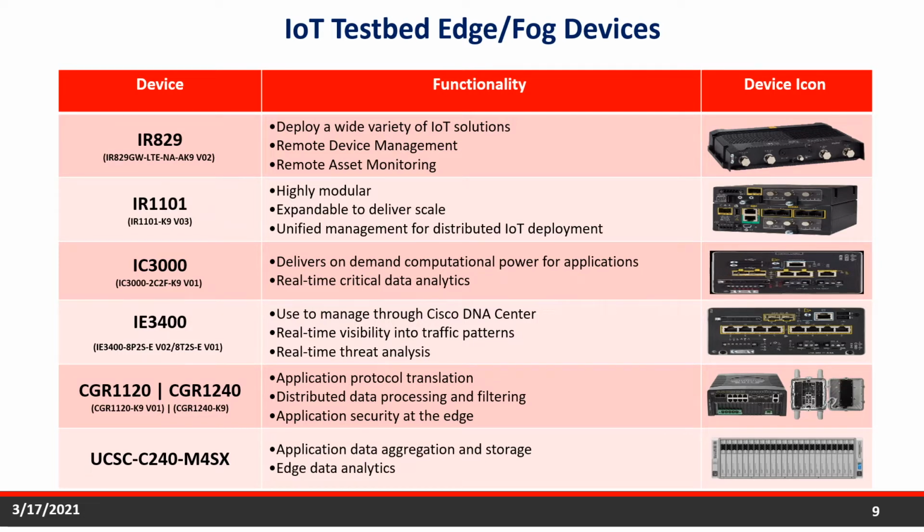Unified Computing System, also called the Cisco UCS Server, is the fog layer device in the IoT Testbed to aggregate and store data locally, and also performs edge analytics.